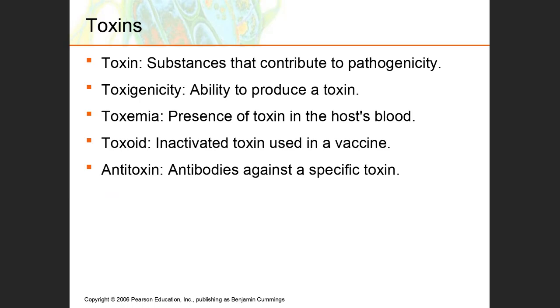Many toxins are produced, and toxins are substances that contribute to pathogenicity. If an organism has the ability to make a toxin, it's toxigenic, and so toxigenicity is the ability to produce a toxin. We've already mentioned that toxins in the blood is toxemia, but we can actually use some toxins to our advantage. For example, Clostridium tetani.